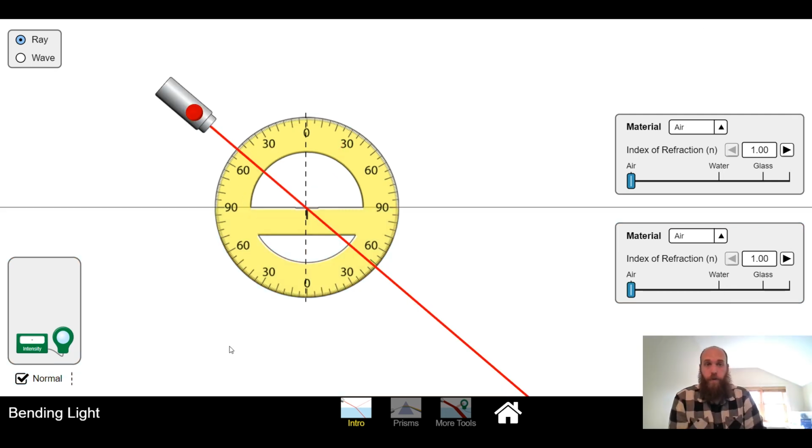Okay, now it's your turn to give one a try. Let's say that this time we're going to have an incident ray that's at 50 degrees, but this time we're going to start in water and go to air. Find out what that angle of refraction would be in air if we start from water. Give this a try, and then I'll show you what I got.